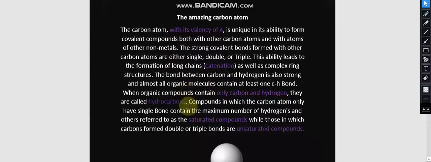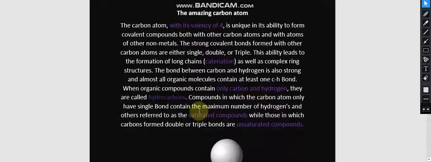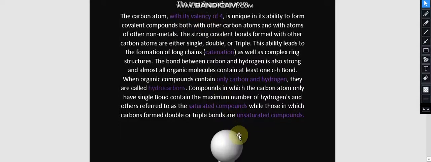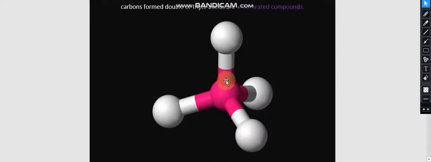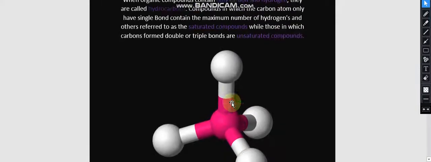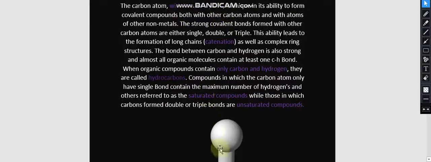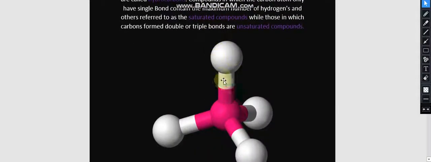Now let's really look at this carbon atom. It has 4 valence electrons. What does that mean? This is a structure called the tetrahedral structure. This is the structure of carbon, and it has 4 valence electrons, which means it can form 4 bonds.